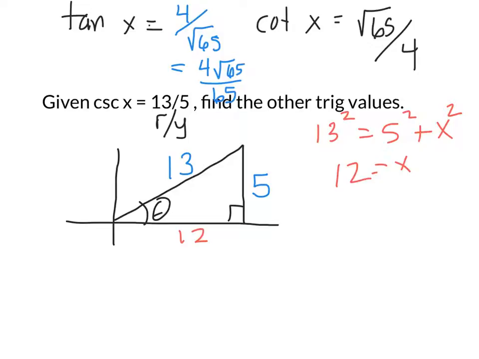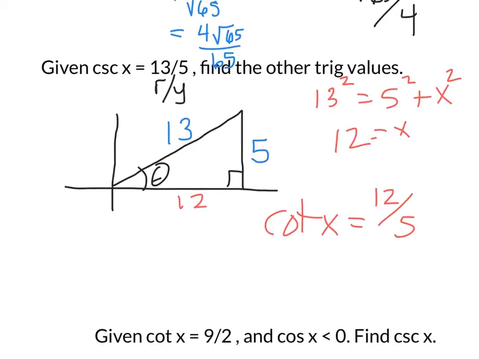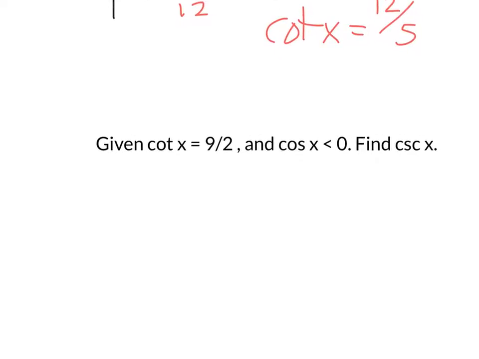And now we can find your other trig values. Let's just do cotangent for fun. So cotangent is the x value divided by the y value. So 12 over 5. Okay? Pretty nice. Once you know where to make your triangles, the rest of this is pretty easy.